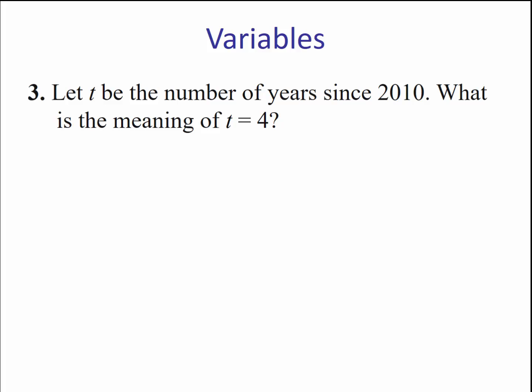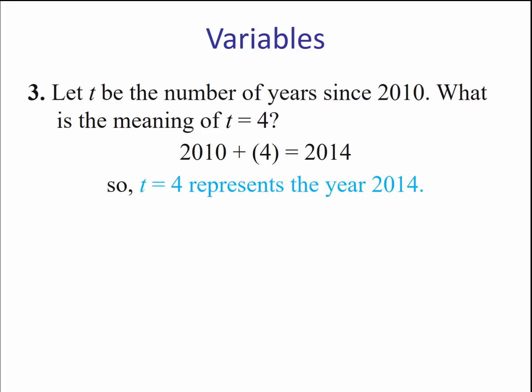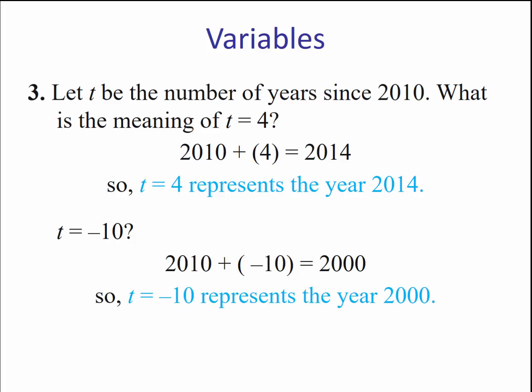Number 3. Let T be the number of years since 2010. What is the meaning of T equals 4? Well, since T is the number of years since 2010 and T is 4, we take 2010 and add 4 and we get 2014. So T equals 4 represents the year 2014. When T is negative 10, we take 2010 and we add a negative 10 and we get 2000. So T equals negative 10 represents the year 2000.